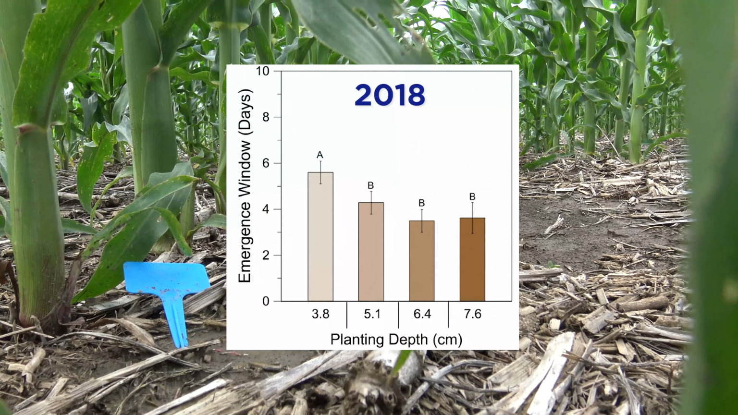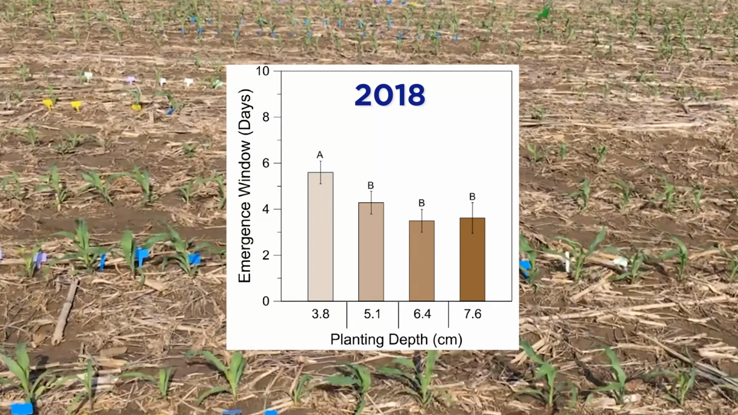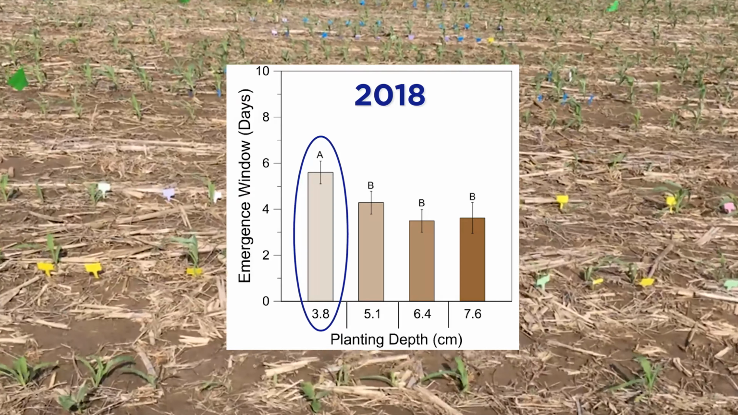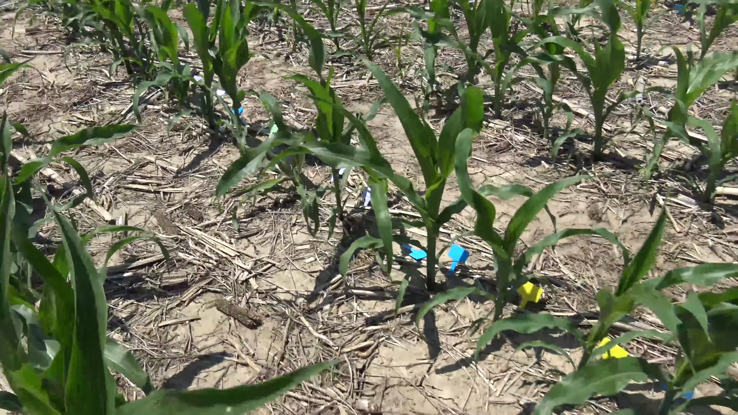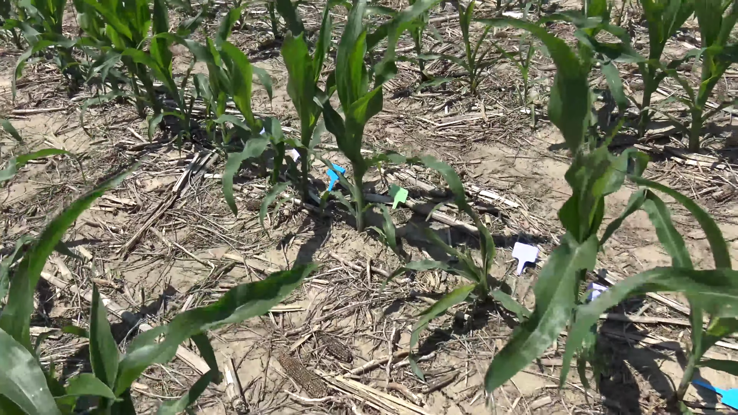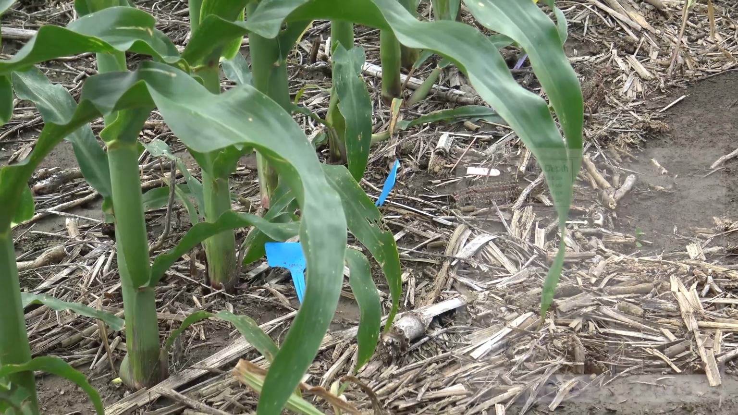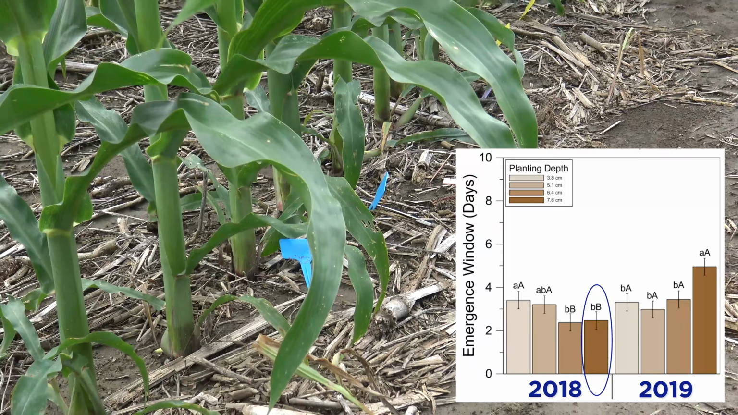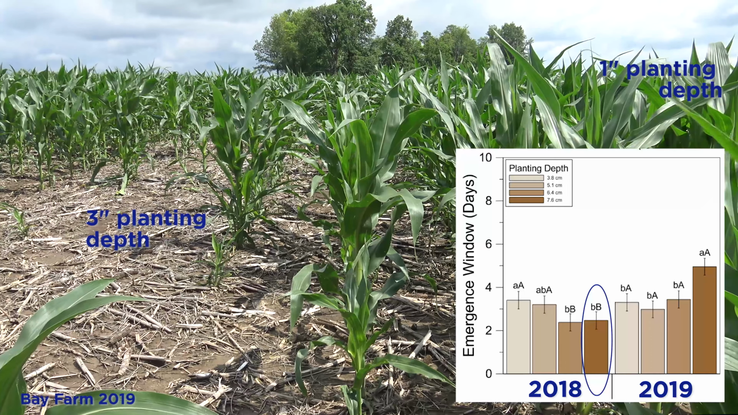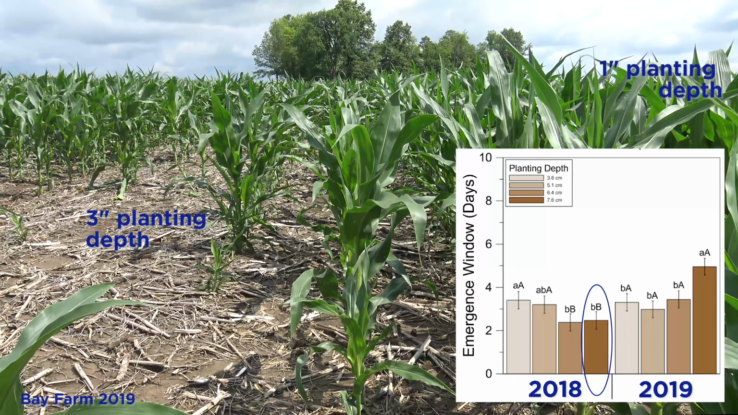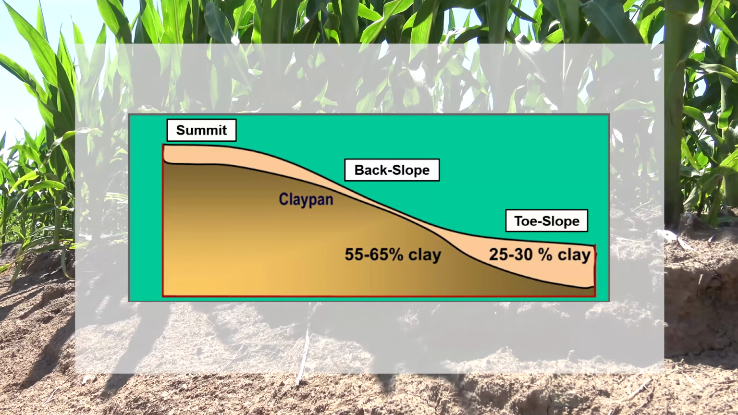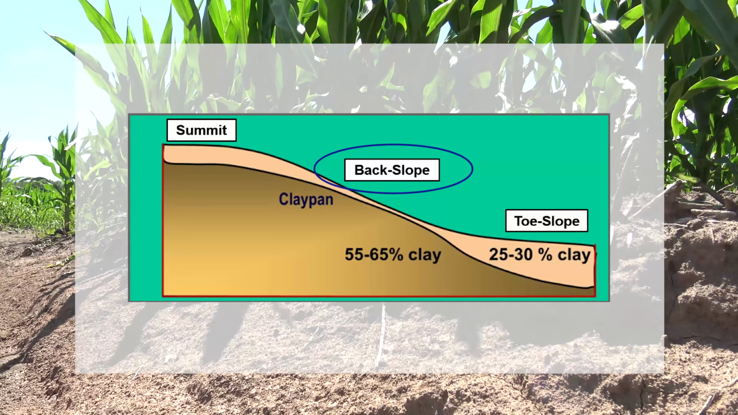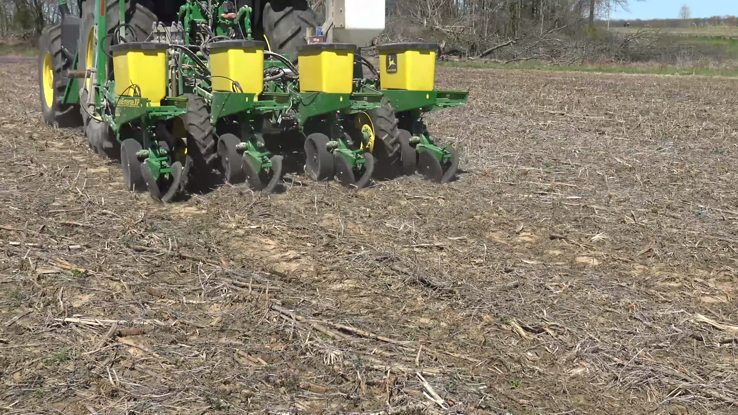Results showed that corn emergence on both coarse and fine textured soils at the shallowest depth was the least uniform. Over variable soils from a claypan landscape, impact from planting depth on emergence uniformity was year dependent. In 2018, deep planting led to quicker, more uniform emergence, while the opposite trend was observed in 2019. Across landscape positions, emergence uniformity was most affected at the backslope position with changing planting depths.